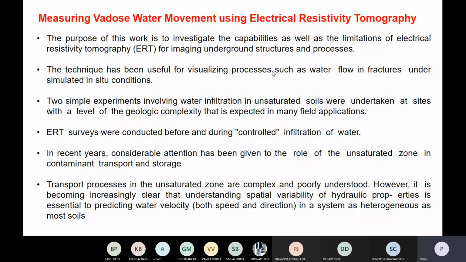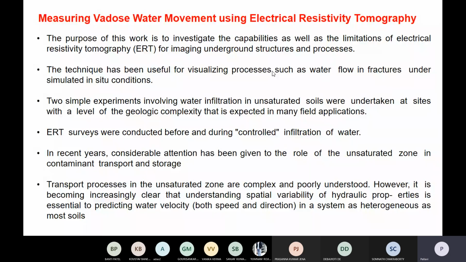Similarly, if you are taking a core sample and doing an experiment in the laboratory, you are disturbing the environmental condition. So it is always preferable to do field scale investigations. The best field scale investigation is electrical resistivity tomography. So not only for hydrogeological purposes, for environmental purposes also, it's very useful.